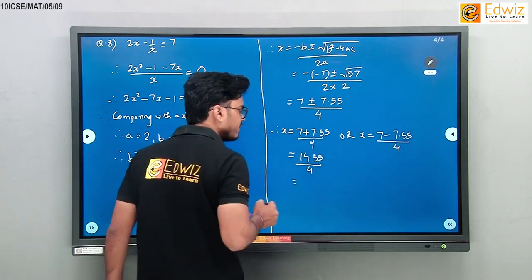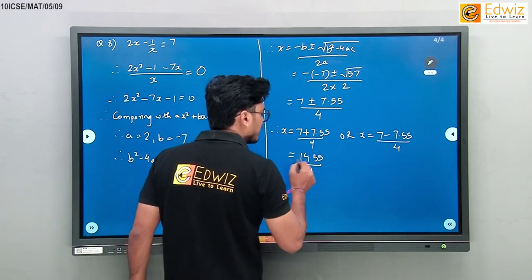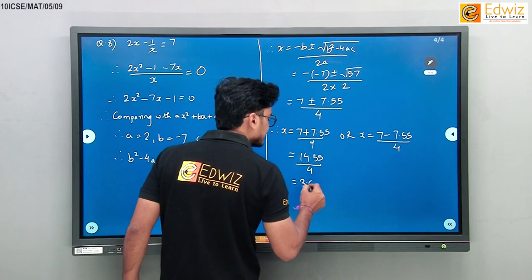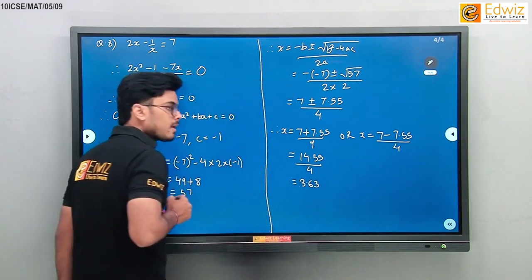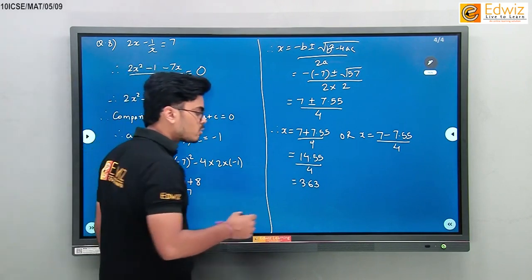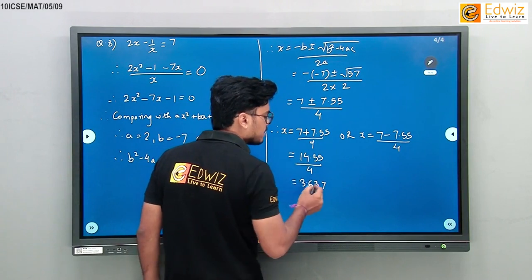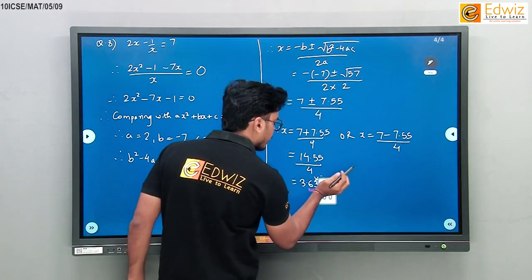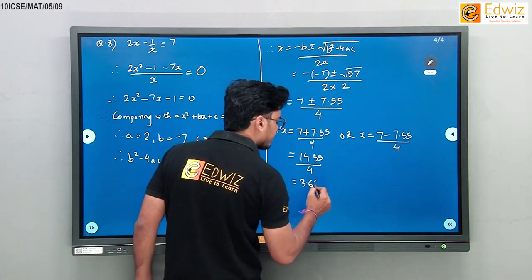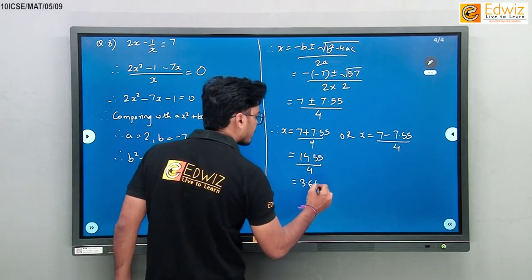If we solve this, 4 3s are 12. 25 is the next number. So 4 6s are 24, 15, 4 3s are 12, correct? Then 3 is the remainder. So the next digit will be 7. So if we write the answer correct to 2 decimal places, we will round this off. 7 will make this 3.64. Why? Because it is greater than 5. Okay. So one answer is 3.64.